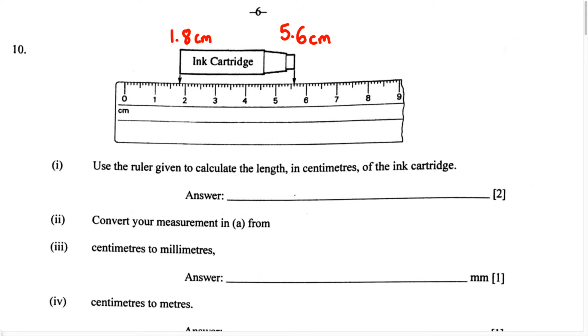Now to find the total length of the ink cartridge, you're just going to subtract. So you're going to say 5.6 centimeters minus 1.8 centimeters. Just put this in your calculator. You're going to say 5.6 minus 1.8 equals, and that's going to give you 3.8 centimeters. Therefore, in the answer space provided, we're just going to write 3.8 centimeters.